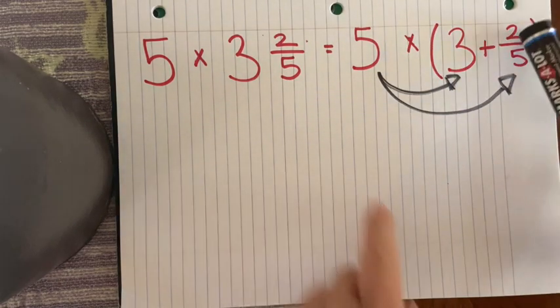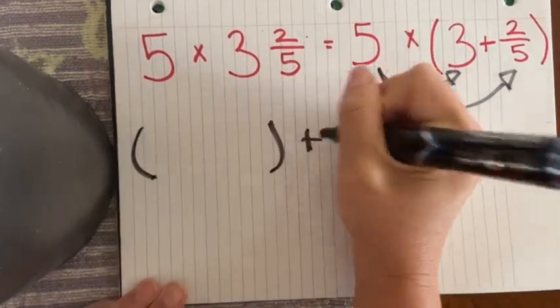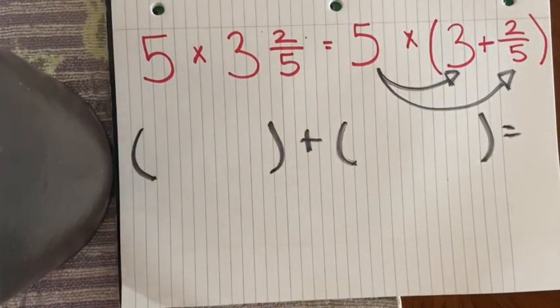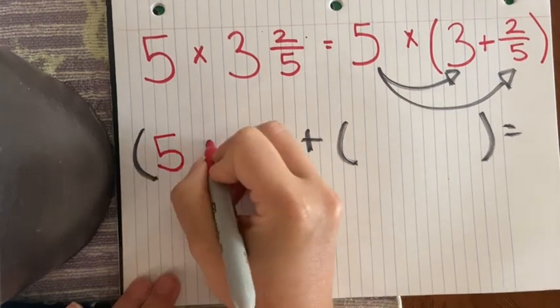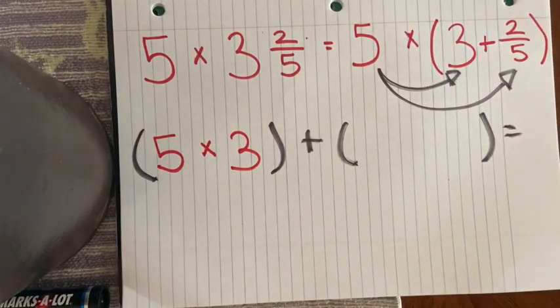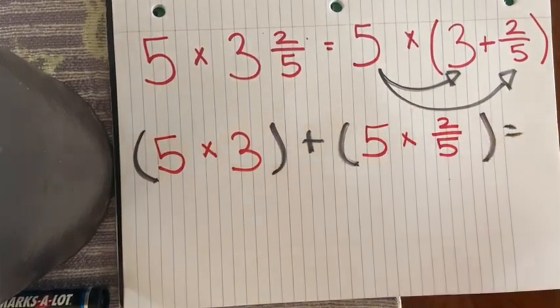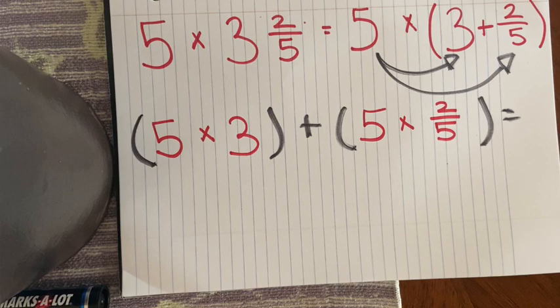So now we're able to use this information and separate it into 2 brackets, or parentheses, whatever you want to call it. So let's put our whole numbers together in the first bracket, 5 times 3, and our whole number of 5 with our fraction of 2/5 in the second bracket, 5 times 2/5. Now I want you to pause this video and solve for the product of each of these brackets, 5 times 3 and 5 times 2/5.